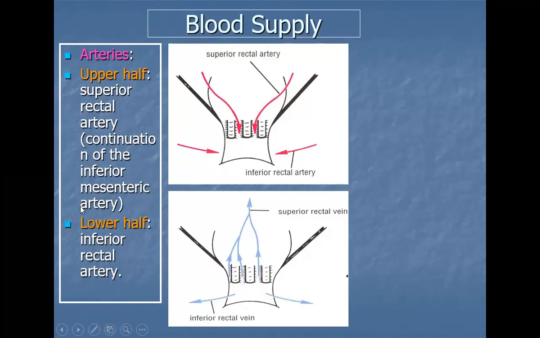Below that, the lower half is supplied by the inferior rectal artery. Above it is supplied by the superior rectal artery. Below it is supplied by the inferior rectal artery, which is a systemic artery.